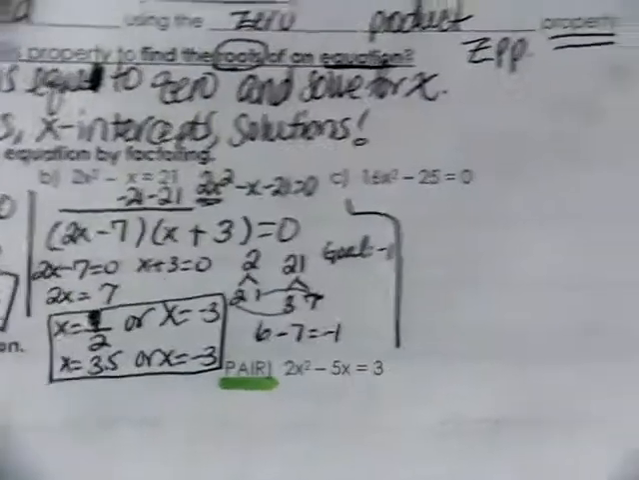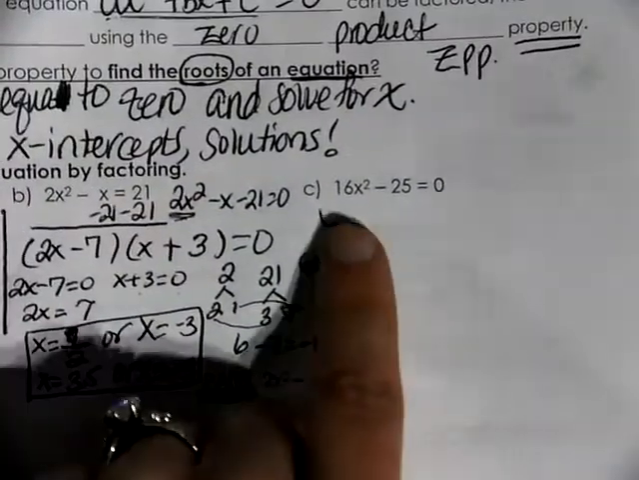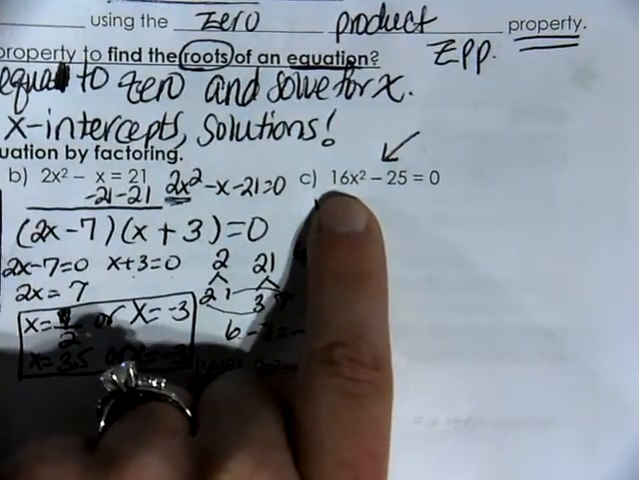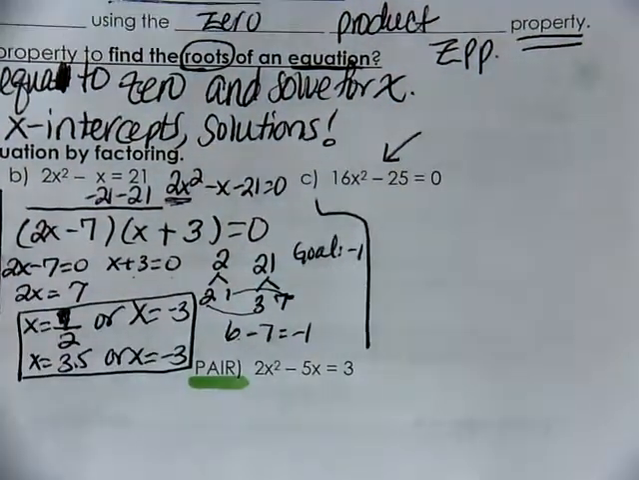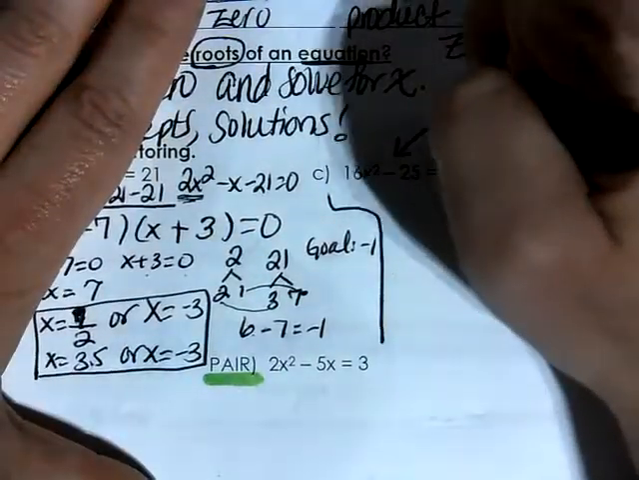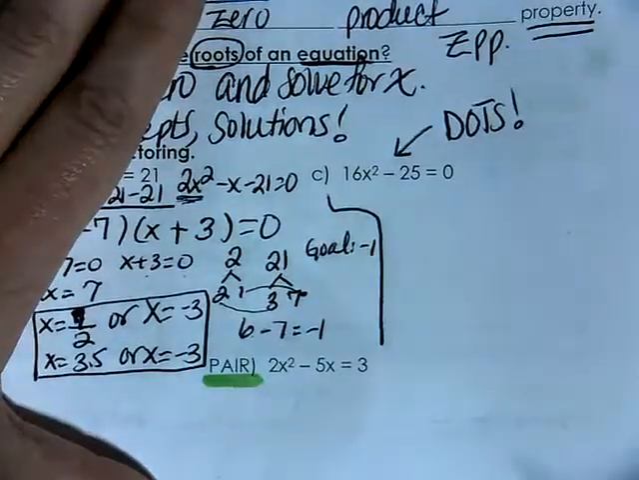Let's go ahead and look at letter C. Oh, I like this one. That's because this one has only 2 terms, and I noticed that the first term is a perfect square and my last term is a perfect square. And so because my first and last terms are perfect squares and they're being subtracted, this is a difference of squares.